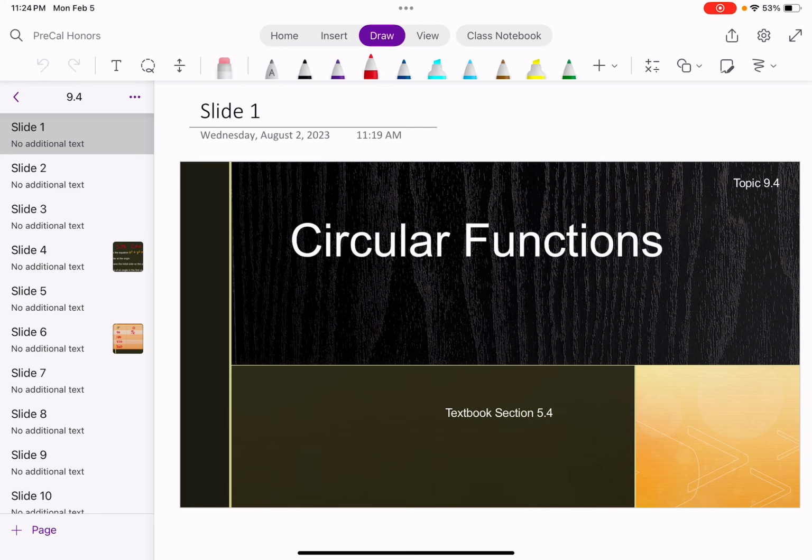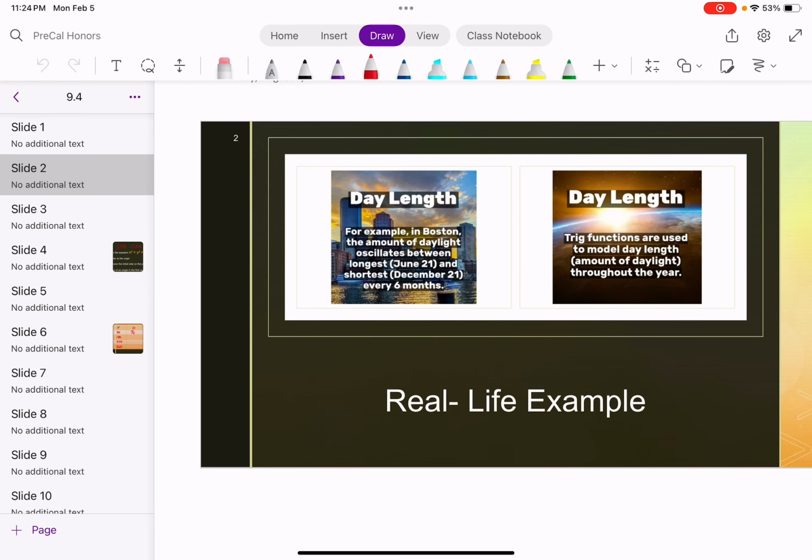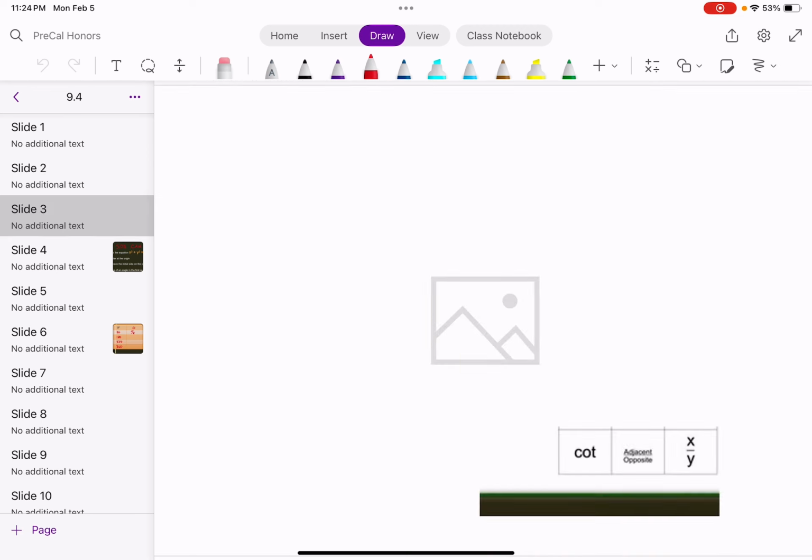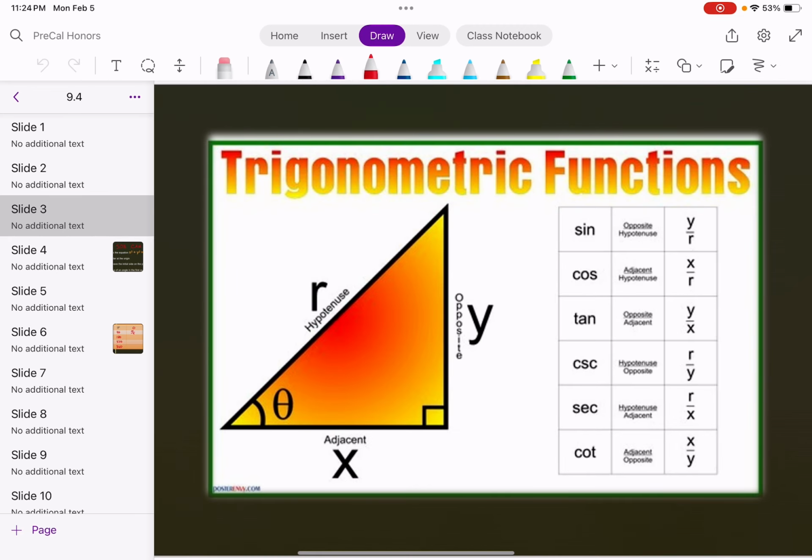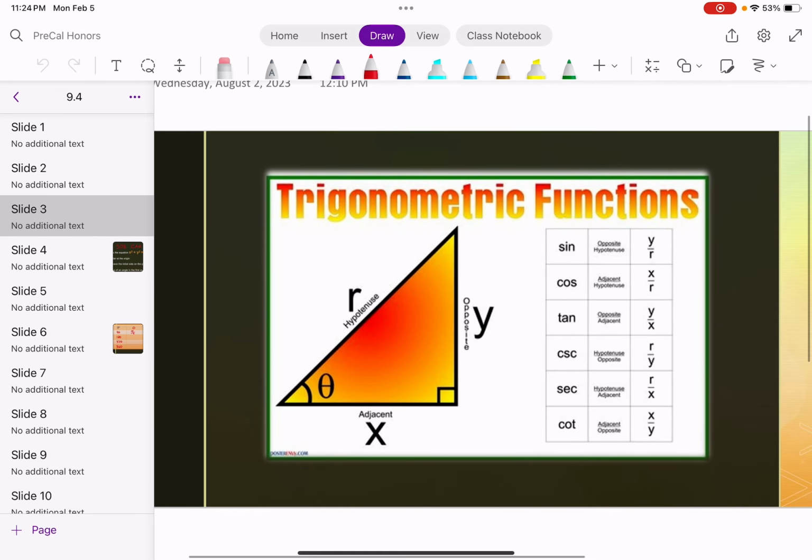So our first slide that we're going to start looking at is basically a real-world scenario in which you can actually use the trig functions within your real everyday world and how that can occur. So let's take a look at slide 3.